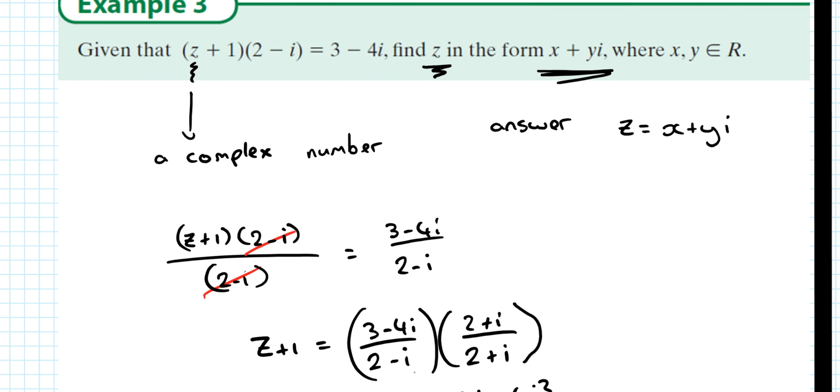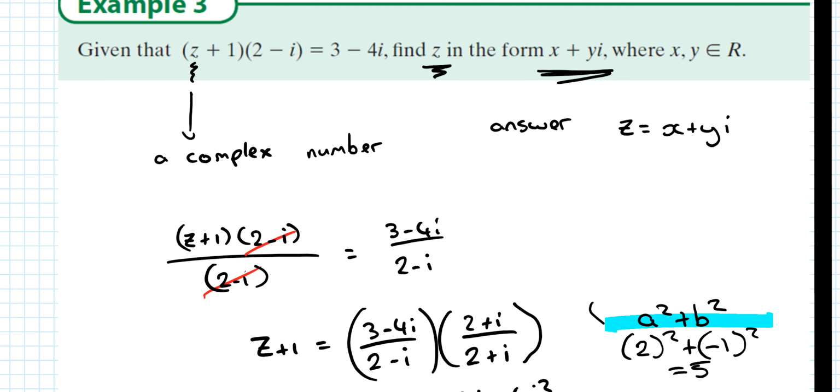The conjugate of that would be 2 plus i. We've already learned a shortcut of how to multiply a complex number by its conjugate. It's a squared plus b squared. So a in this case is 2, b is minus 1. 2 squared is 4, minus 1 squared is 1, so it's 2 squared plus minus 1 squared, and we'll get 5 out of that.